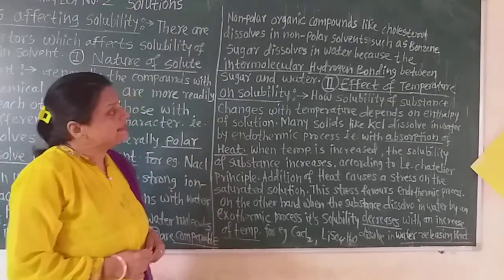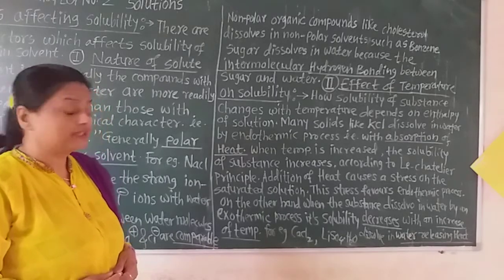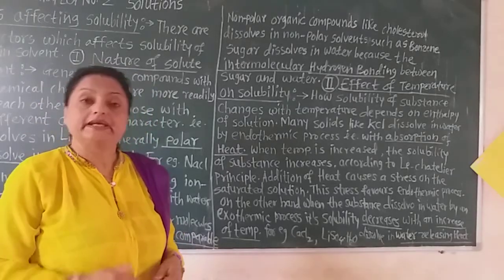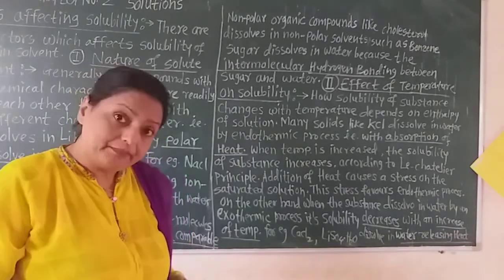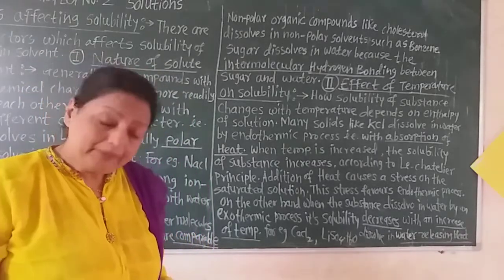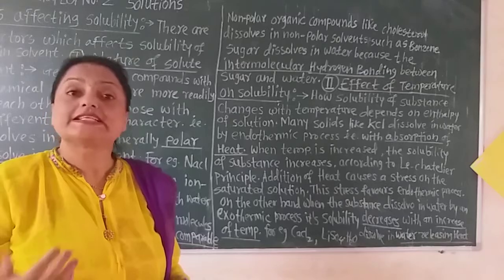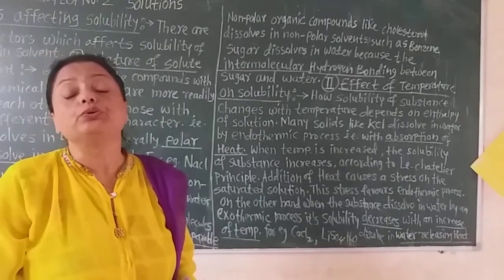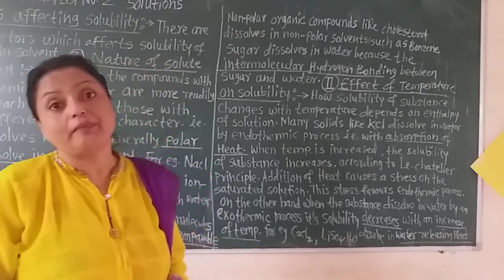Now, the second factor is the effect of temperature on solubility. How the solubility of a substance changes with temperature depends on the enthalpy of the solution. The enthalpy, that is the delta H value of the solution, determines how the substance dissolves in the solvent. If delta H is negative, then the dissolution process is exothermic, that means heat is evolved. But if delta H is positive, then the dissolution process is endothermic, that means heat is absorbed by the system.